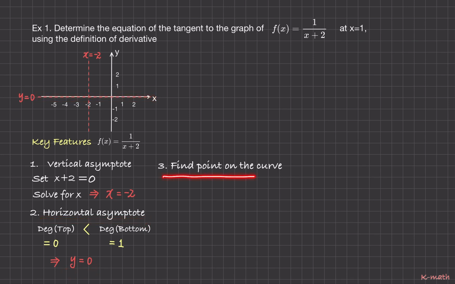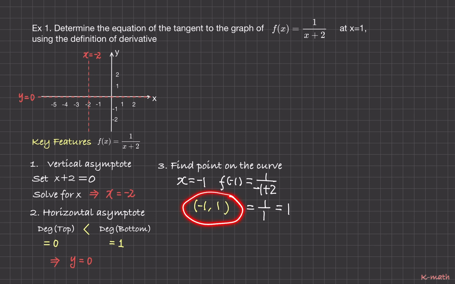Now, let's find a point on the graph. I'm choosing x equals minus 1 because it's easy to work with. When we plug x equals minus 1 into the function, f of minus 1 equals 1 over minus 1 plus 2, which equals 1 over 1. That gives us 1. So the graph passes through the point (minus 1, 1). Let's plot that point right here. So the graph on the right side looks like this.